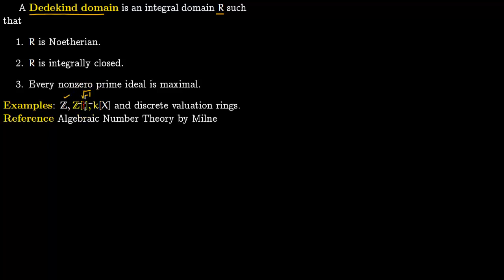the integers with i adjoined, where i is the square root of -1, which we write as Z[i], the ring of polynomials in one variable k[x], where k is a field, and discrete valuation rings. So there is a very tight connection between Dedekind domains and discrete valuation rings. The primary reference, everything here has been taken from the notes of Milne. These are online. This is an algebraic number theory notes by Milne.